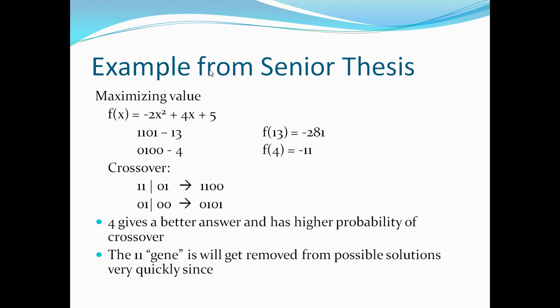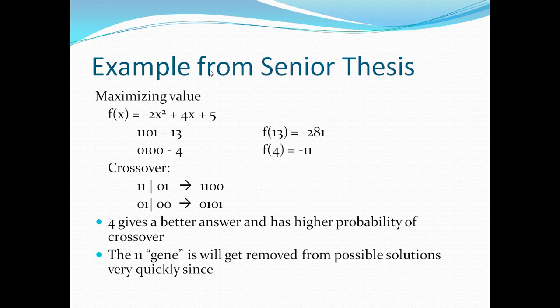So if I had the 13 and the 4 going over to the next generation, I would cross over the genes. For the 13, it takes the 1 and the 1 from 13, and the 0 and the 0 from 4, and gives you 1100, so that gives you 12. And then for 4, you cross over the 0 and 1 from the 4 and the 0 and the 1 from the 13, and you get 0101, which gives you a 5.